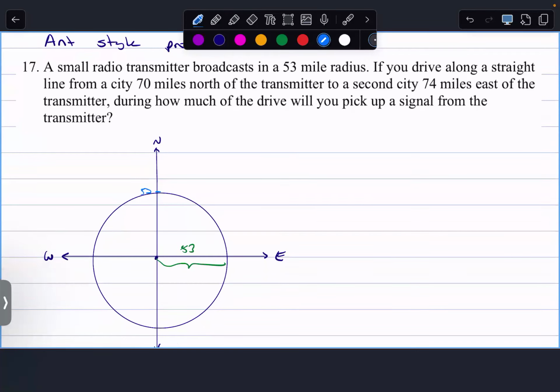Okay. So 53-mile radius. So that tells me that this here is at 53. So 70. Let's put 70, somewhere up here. So you start 70 miles north and you go to a second city 74 miles east of the transmitter. And so 53, let's say 74 here, right? And the key is that, hopefully, wherever I draw my fake points to, let's put 74 here.